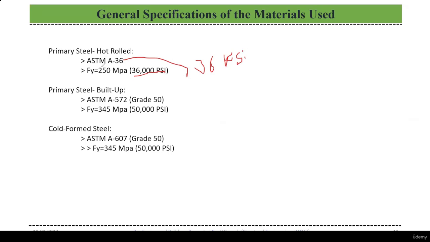So basically this is based on American codes. That's why they generally use pounds, etc. In India, we generally use metric units, right? Not this one. So ASTM A36 grade is for primary steel hot rolled members, and for built up members it is grade 50, nothing but 50 KSI. That is 345 MPa. I told you this while calculating the type of sections, right?